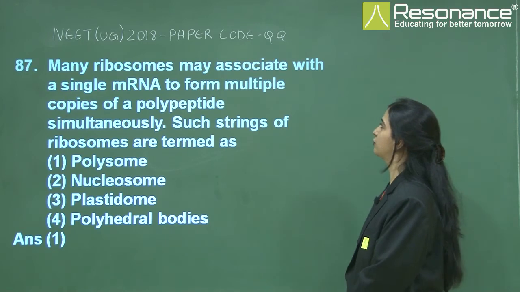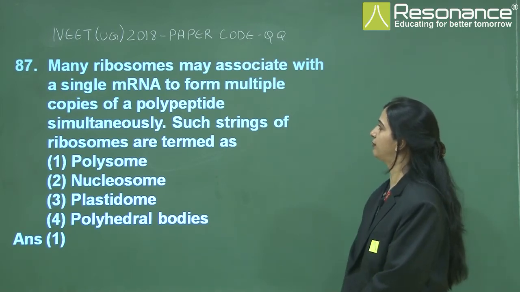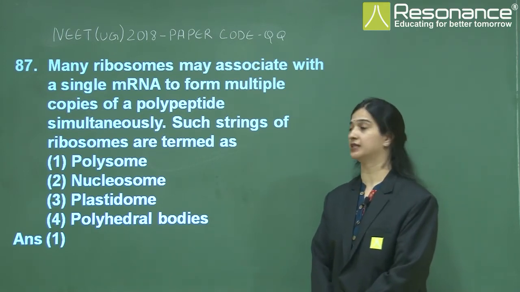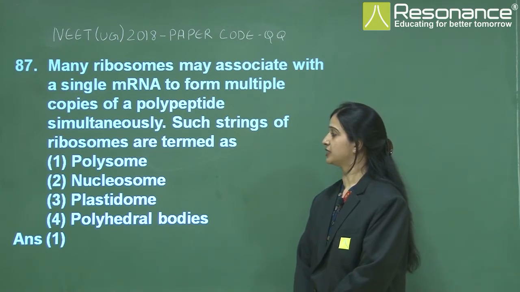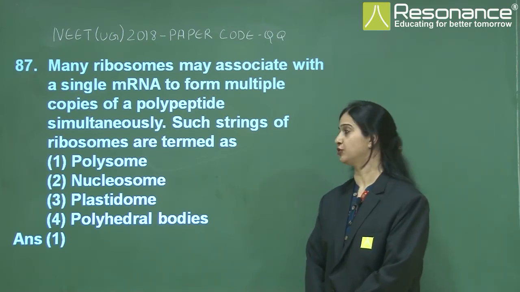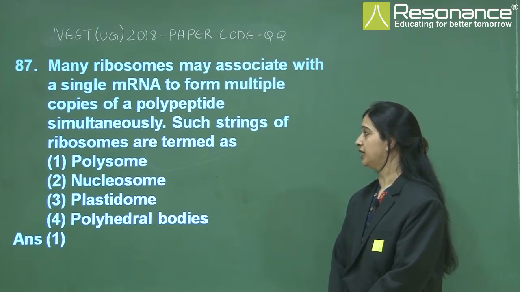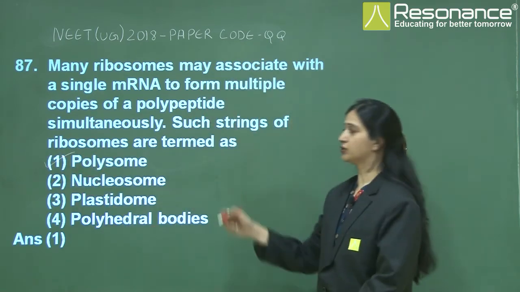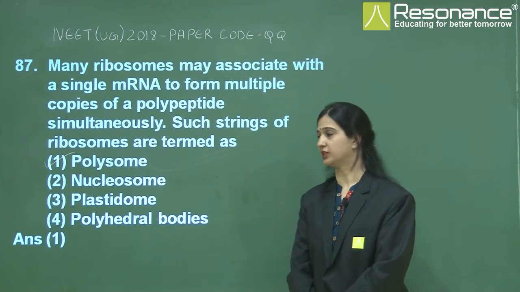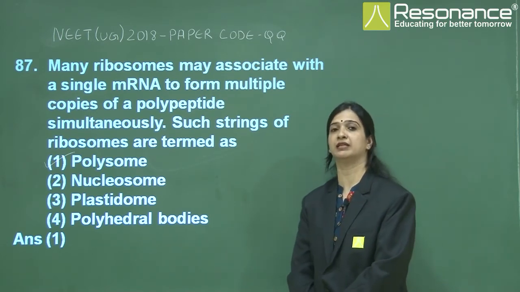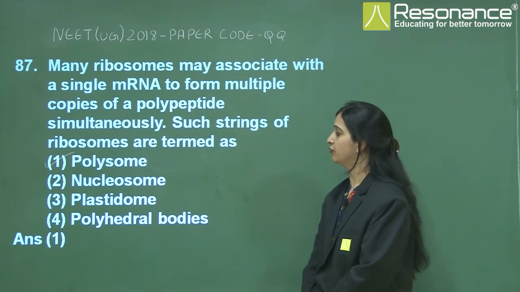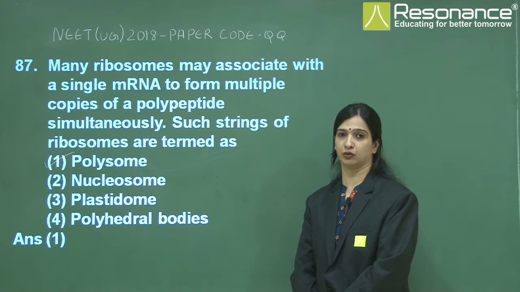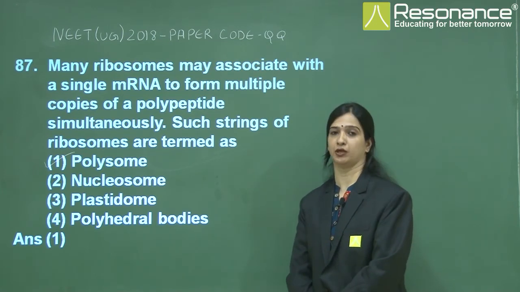Question 87. Many ribosomes may associate with a single messenger RNA to form multiple copies of a polypeptide simultaneously. Such strings of ribosomes are termed as option 1 polysome, option 2 nucleosome, option 3 plastidome, and 4th option is polyhedral bodies. Here the first option is correct, that is polysome. Nucleosomes are generally formed during the coiling and compaction of the DNA. Third is plastidome. Plastidome is related to the chloroplast DNA. And fourth is polyhedral bodies. They are found in cyanobacteria. They are generally the cell inclusions. So the correct option is first, that is polysome.